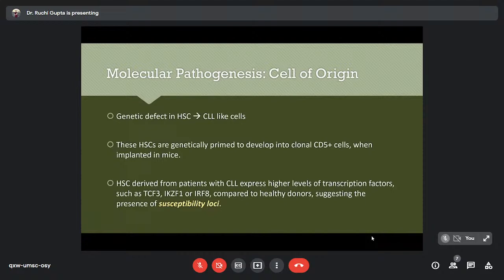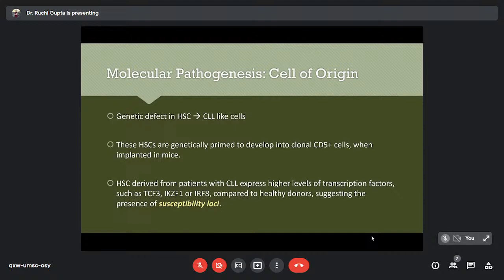I must point out that genetic abnormalities have been noted even at the hematopoietic stem cell level, because these stem cells, if xenografted into immunodeficient mice, can develop into oligoclonal and then full-blown CLL-like immunophenotypic cells. This points out that the people who go on to develop CLL already have some defect in the hematopoietic stem cells, known as susceptibility loci, as compared to healthy donors.